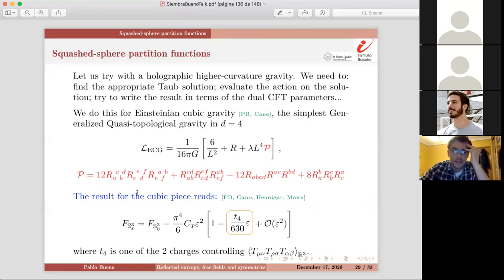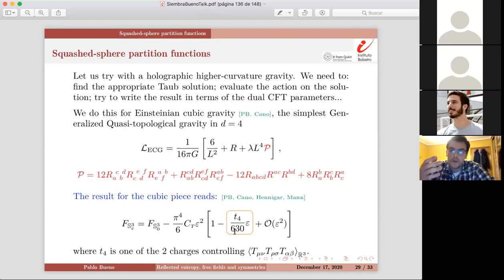And the result, if you do this whole process of finding the solution, evaluating on shell, rewriting, etc., is that we get the answer that we were finding from the field theoretical side. And then we can say something else about the cubic piece. And the cubic piece turns out, in this case, and for this theory, to be given by something that appears in the stress tensor 3-point function, which is this charge t4, with a very concrete number, 630.